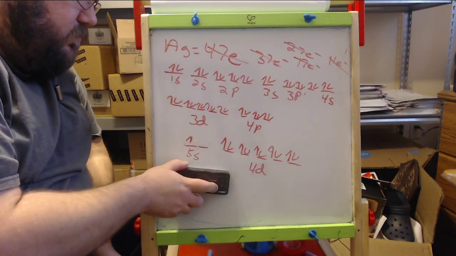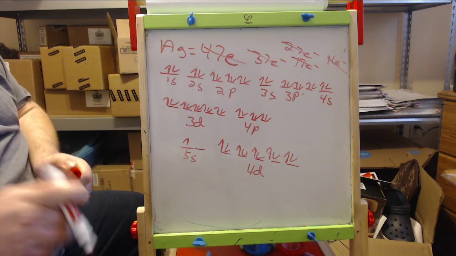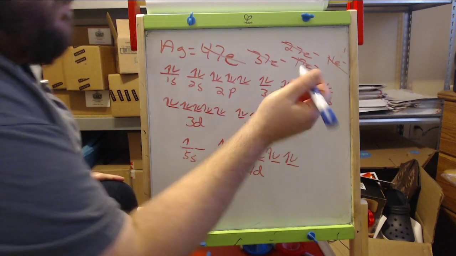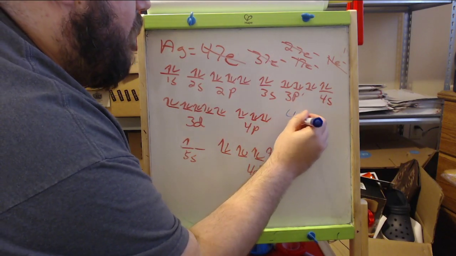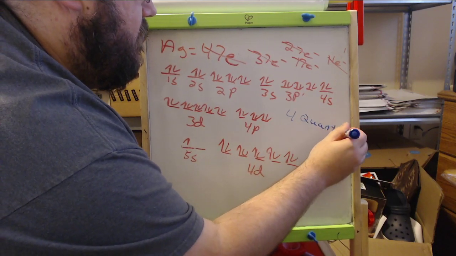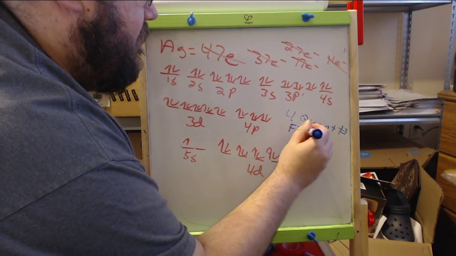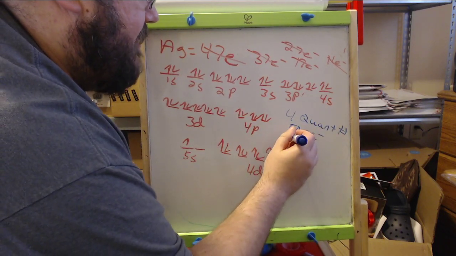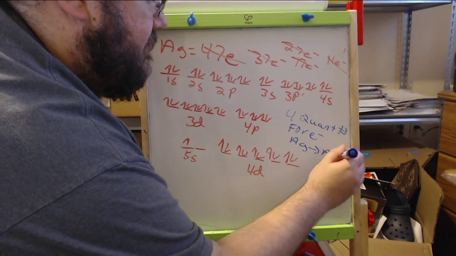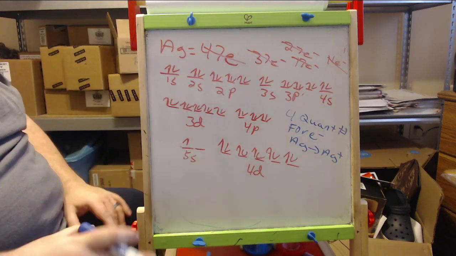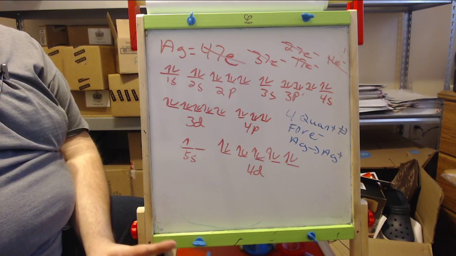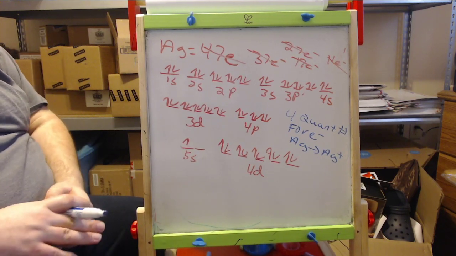So, on that exception, we could build off that and say, well, what if this was the question? What are the 4 quantum numbers for the electron that makes silver turn into silver plus? So what they're asking you here is, what are the quantum numbers of the electron silver is going to lose to become silver positive?